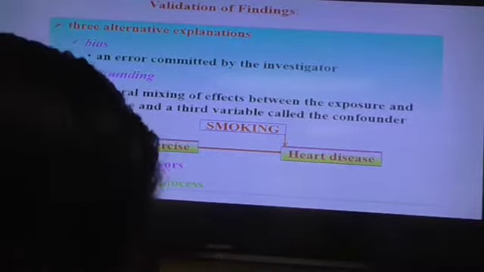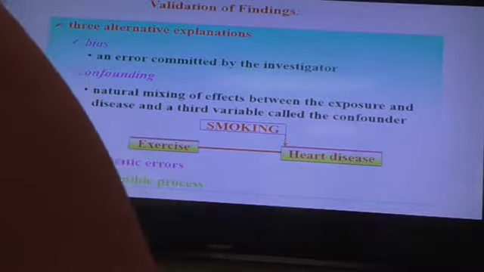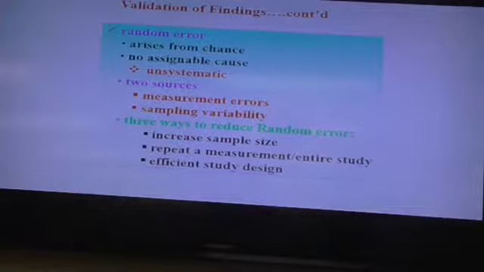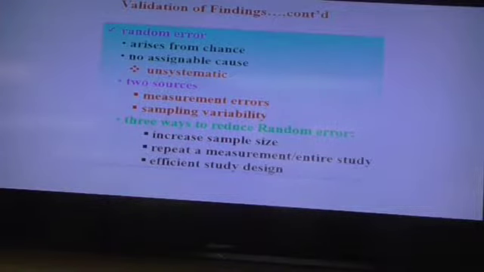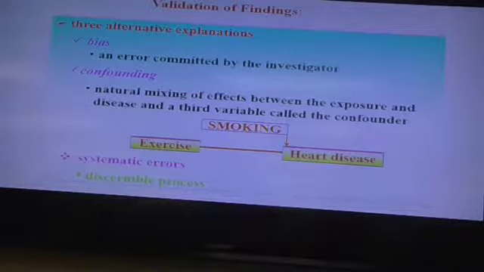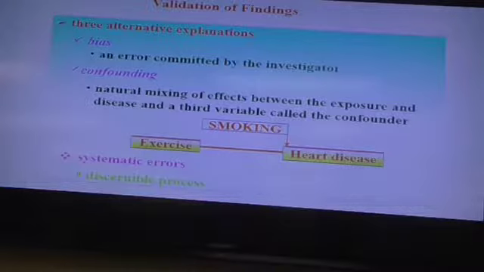These are bias, confounding, and then the third one is random error. I think random error, standard error, you know it. I think you also know how to calculate the standard error. But we'll be looking at these three different alternative explanations of our findings.